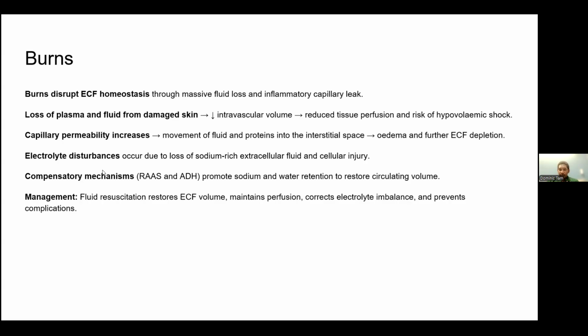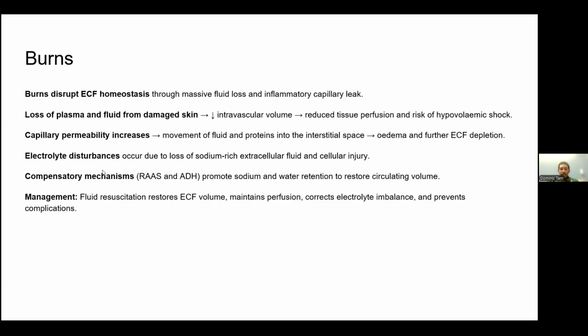Leaky capillaries, such as via inflammatory mediators like our histamines and our cytokines, are going to increase capillary permeability, right? It's going to throw off our Starling forces. Plasma proteins and fluids are now going to move into the interstitial space, cause widespread edema, and cause a further reduction in the effective circulating volume that is already compromised in our burns patient.